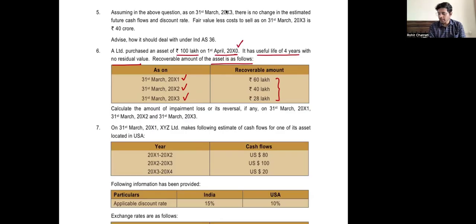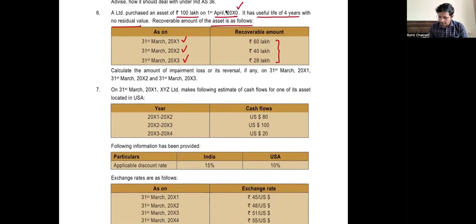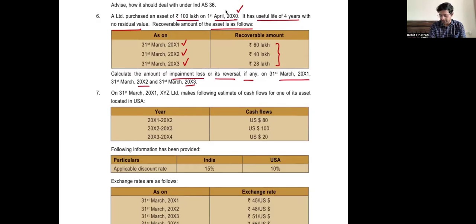Probably what they're actually going to ask us to do is calculate the impairment loss on each of the respective dates. We have not been given the carrying amount, but we've been given the cost and the useful life. So we are going to calculate the carrying amount, compare the carrying amount and the recoverable amount to determine the impairment loss on each particular date. Calculate the amount of impairment loss or its reversal, if any, on 31st of March 2021, 31st of March 22, and 31st of March 2023.